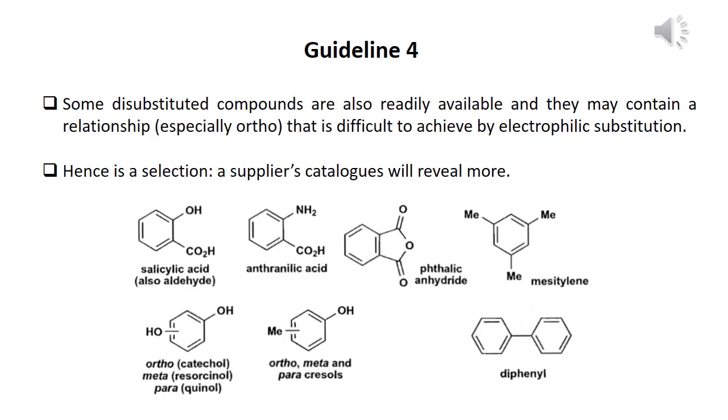Some dye-substituted compounds are also readily available, and they may contain a relationship, especially although that is difficult to achieve by electrophilic substitution. Hence, as a selection, a supplier's catalog will reveal more. So here are some examples of dye-substituted compounds. They're very difficult to prepare. Electrophilic substitution, which is applied for preparation of the compounds, is a bit difficult. So we must have a selection of the supplier's catalog.